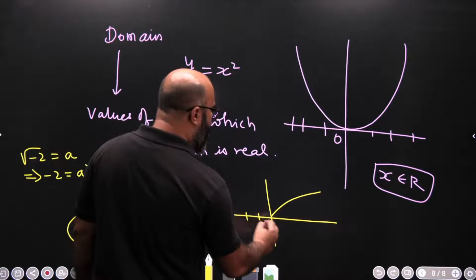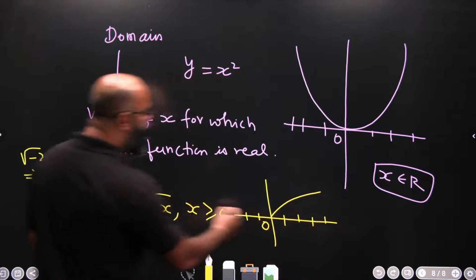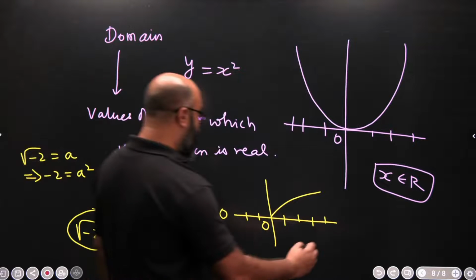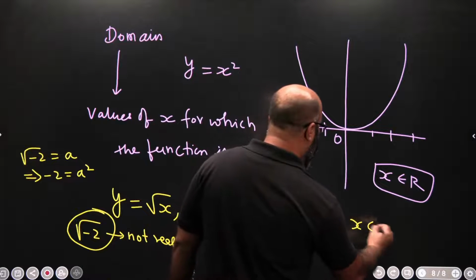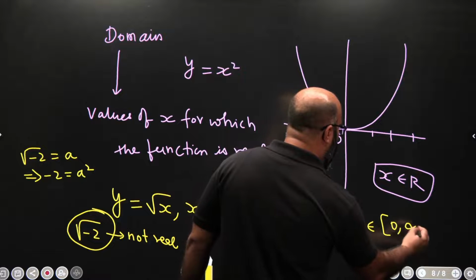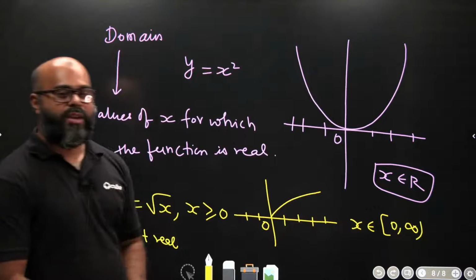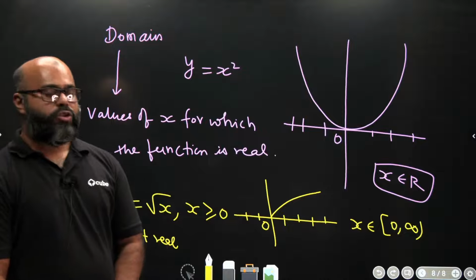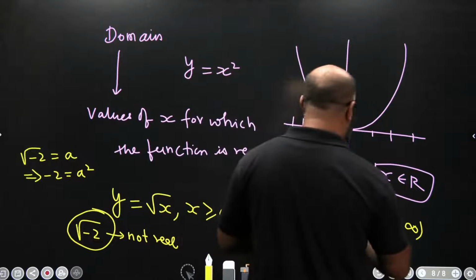There will be output for positive values of x or for 0. So you will say that its domain will be x belonging to [0, infinity), where 0 is included and infinity is excluded. So till here we have studied a few things.